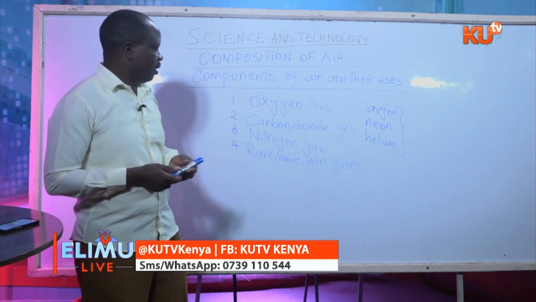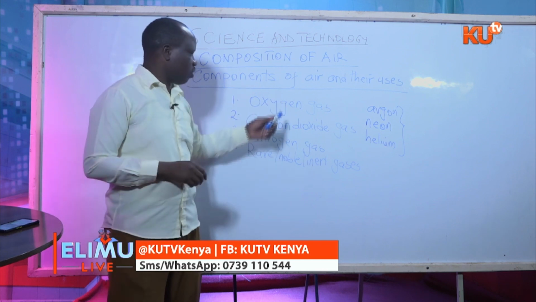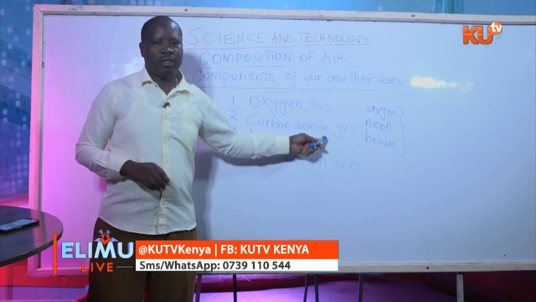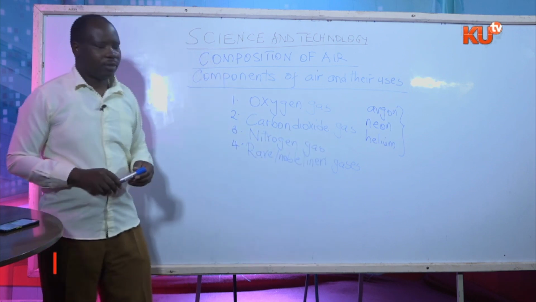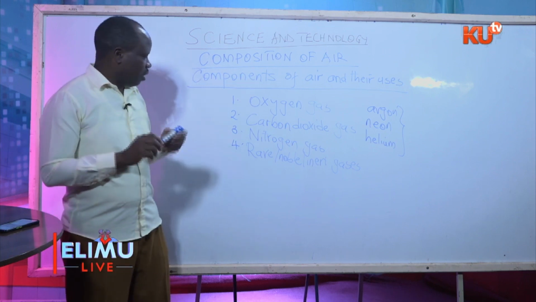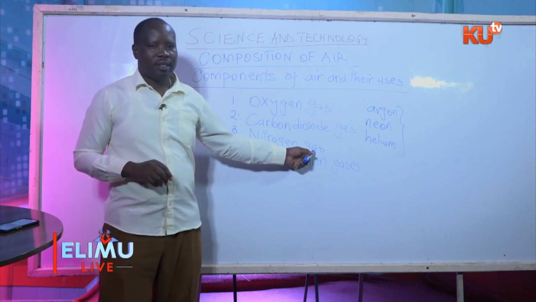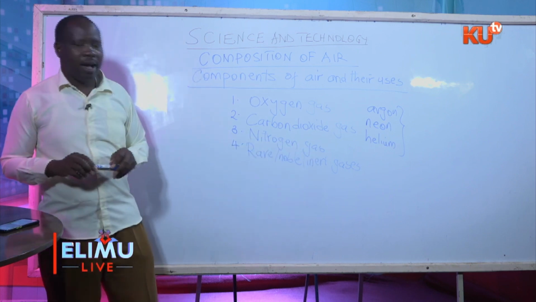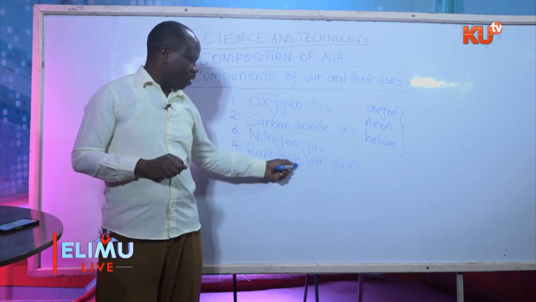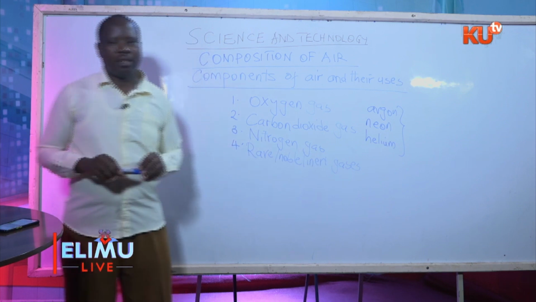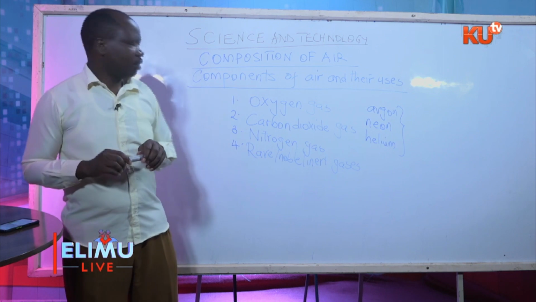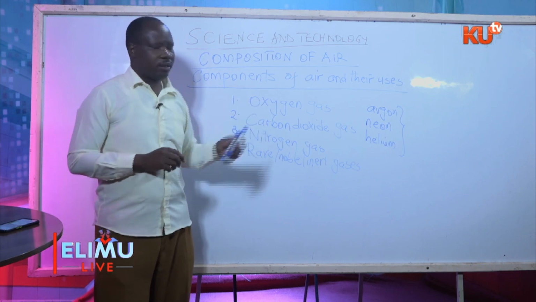How do we use all these? What is the use of oxygen gas? What is the use of carbon dioxide gas? Then number 3, we shall be looking at what is the use of nitrogen gas. And finally, if we are asked, what is the use of rare, noble, or inert gases? We therefore go straight to the first one, which is oxygen gas.